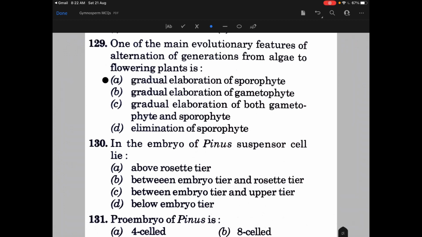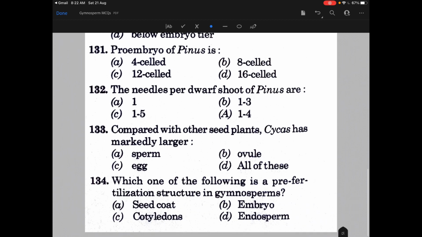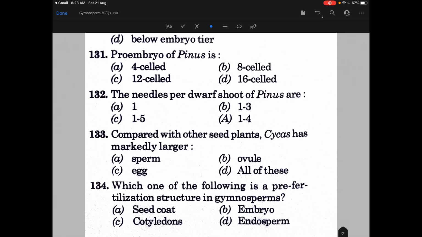In the embryo of a Pinus, suspensor cells lie in dash and the answer is B, that is between embryonal tier and rosette tier. Then the proembryo of Pinus is dash, the answer is D, that is 16 celled. Then the needles per dwarf shoot of Pinus are dash and the answer is C, that is 1 to 5.